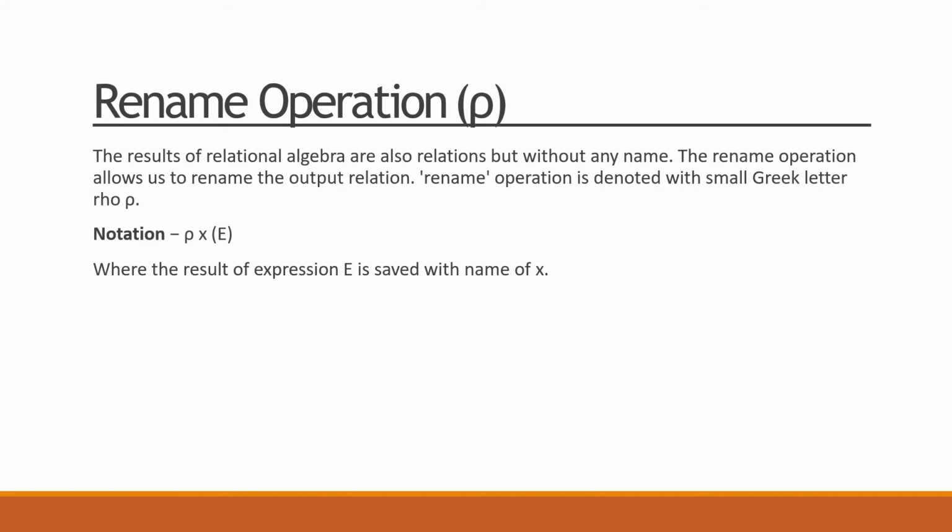Now we have the rename operation. The results of relational algebra are also relations but without any name. The rename operation allows us to rename the output relation. So the notation is rho X of E, where the result of expression E is saved with the name X.